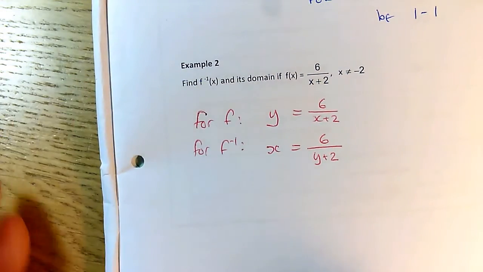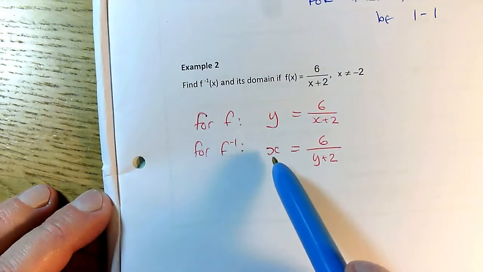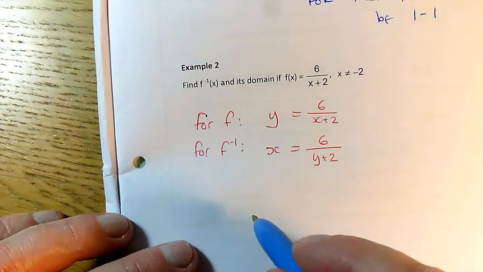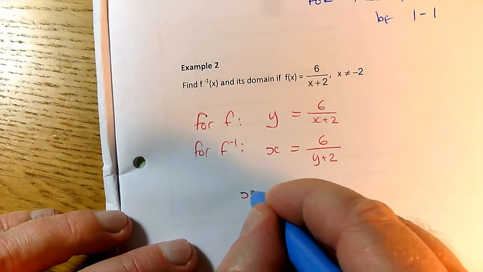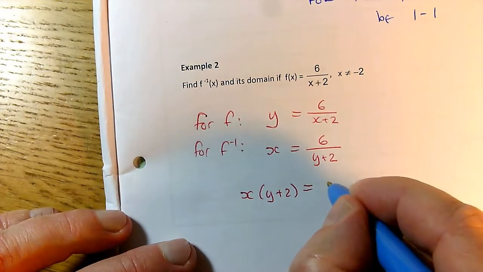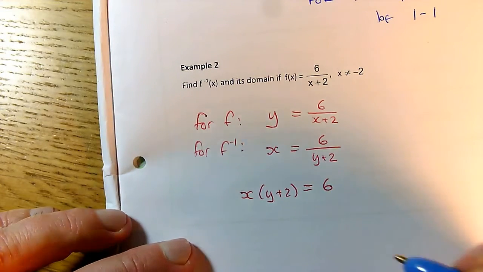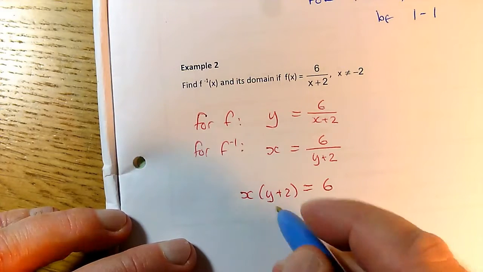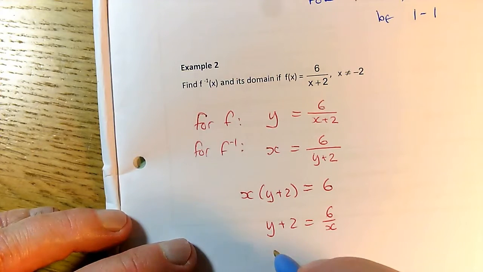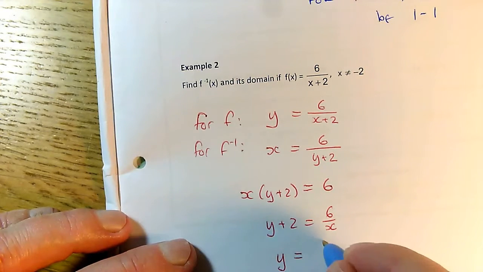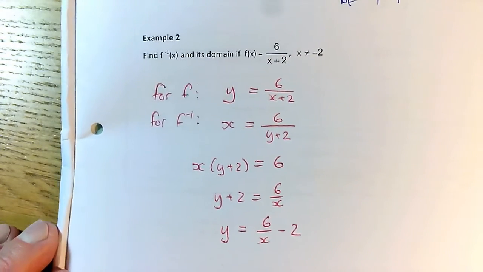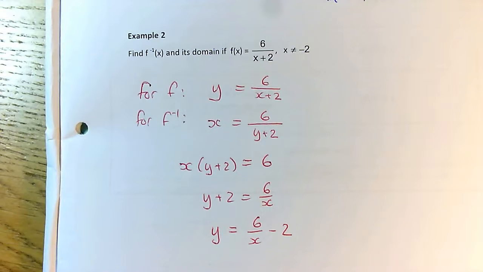Okay, but this is a bit strange because I've got the input as the subject of the formula. I'd like to have the output y as the subject of the formula, so I need to rearrange. So I'm going to say x brackets y plus 2, I'm multiplying both sides by y plus 2, equals 6, and then the easiest thing to do next is to divide by the x, so y plus 2 equals 6 over x. And then I've got to make y the subject, so y equals 6 over x, take away 2, and that's worked out very nicely. I don't have any pesky plus or minuses to worry about in this example.